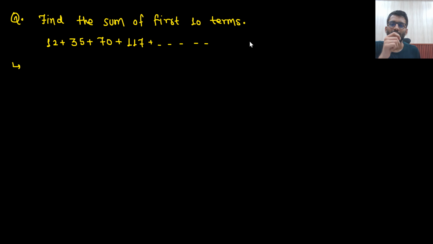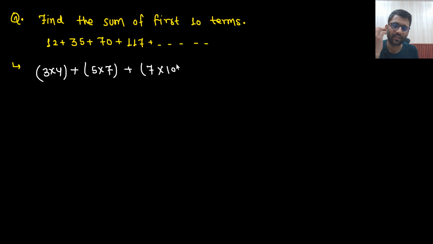Let's try solving this one. For the first 10 terms, you need to add. Okay, for the first 10 terms. Can I see a pattern? I need to find a pattern. 12 can be written as 3 into 4, plus 35 can be written as 5 into 7, plus 70 can be written as 7 into 10. So what is happening? 3, 5, 7. I am hoping 9 would come here. And 4, 7 and 10: gap of 3, so 13 should come here. 13 nines are 117. Yes.